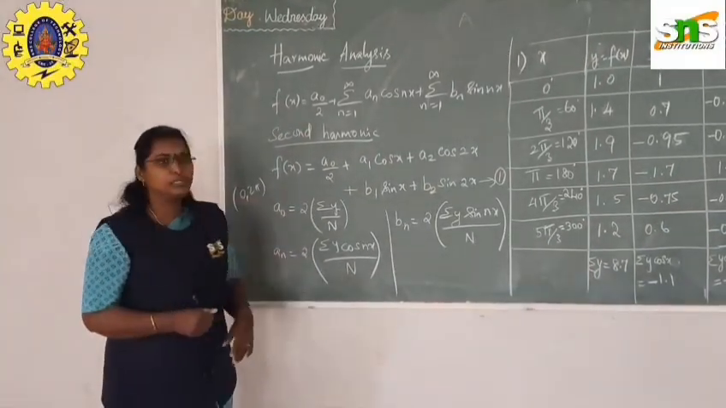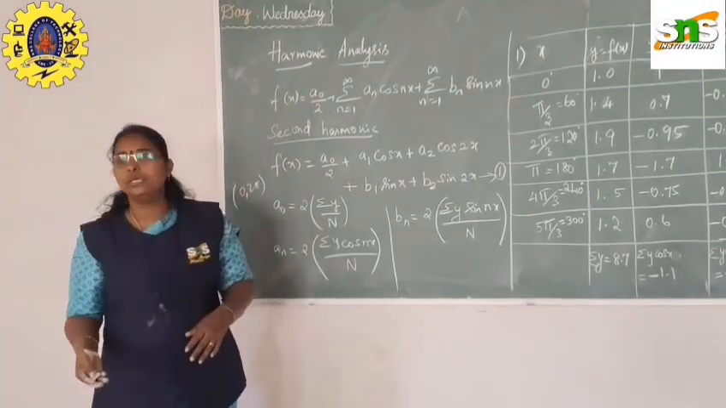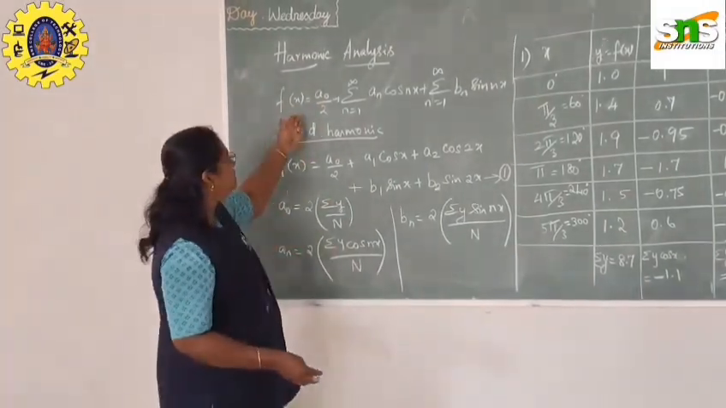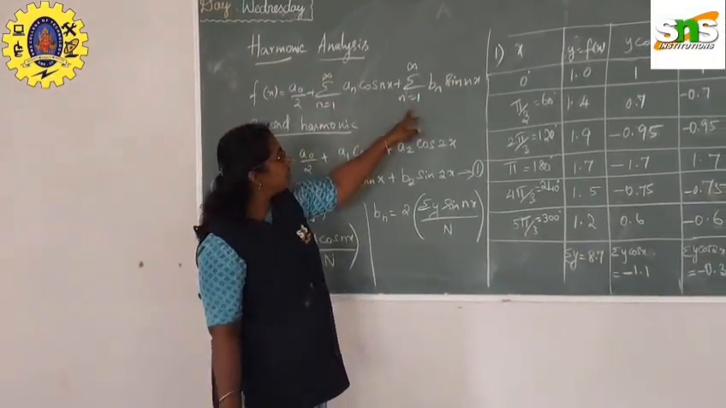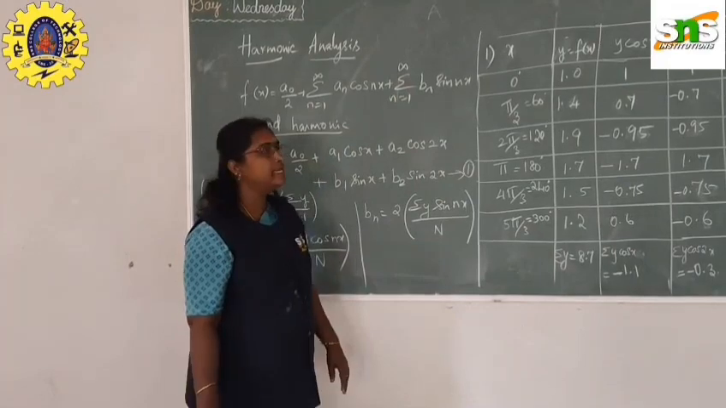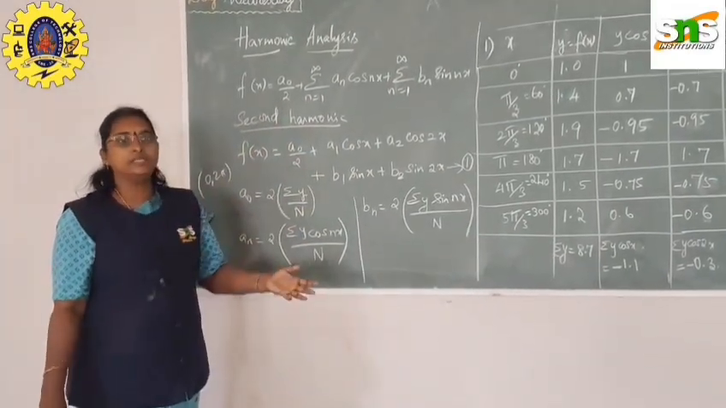Today we are going to discuss harmonic analysis. This harmonic analysis has a base. Already we know the Fourier series formula, that is f of x equal to a naught by 2 plus summation n equal to 1 to infinity a n cos nx plus summation n equal to 1 to infinity b n sin nx. So in this formula, for the harmonic analysis, we are expanding the summation.